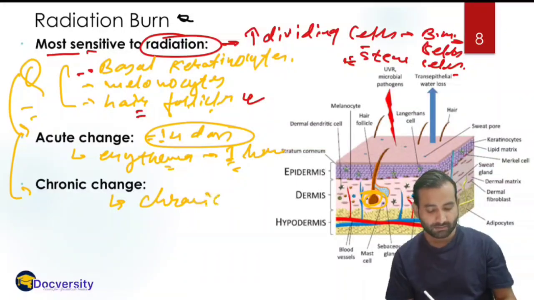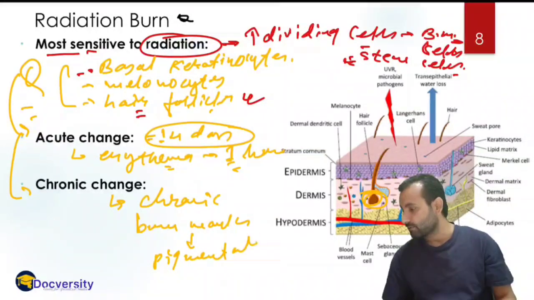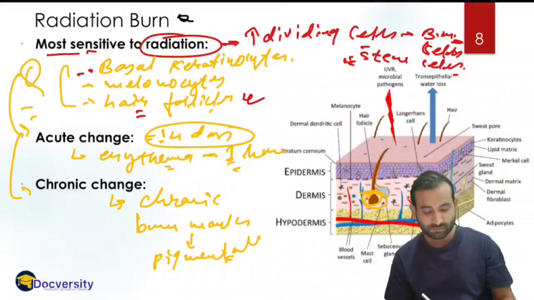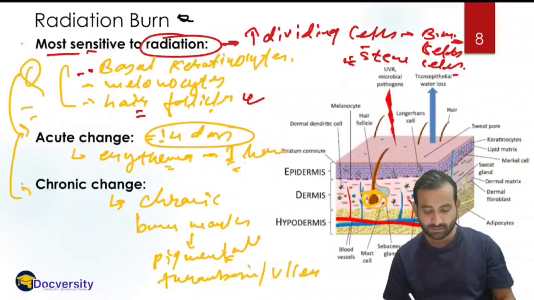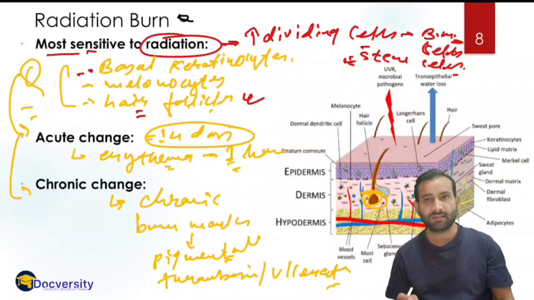chronic burn marks or skin changes; pigmentation they may produce, right? And they also produce thrombosis and ulceration, right? My handwriting is not clean, so please be careful on this one, right? So these are the changes.